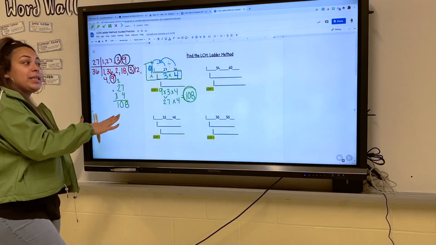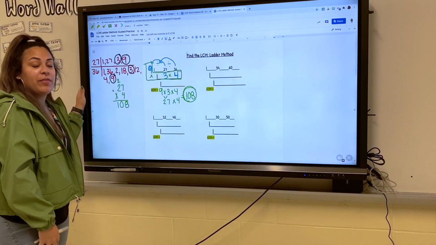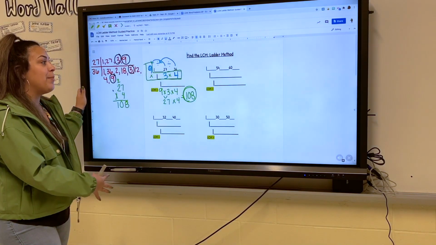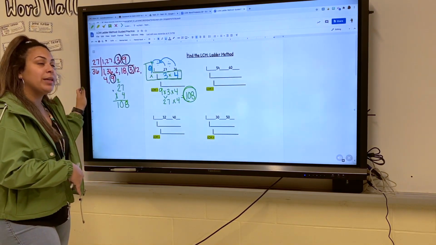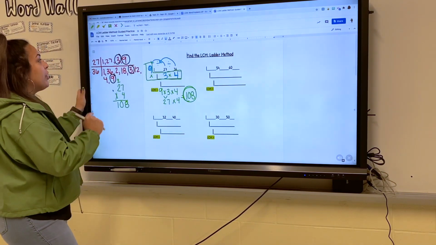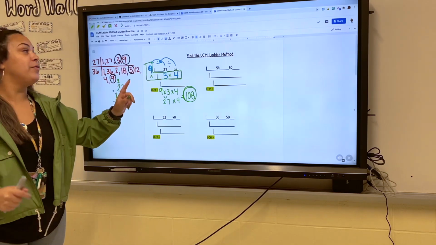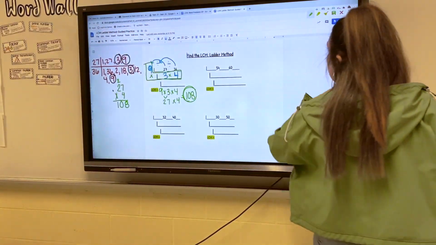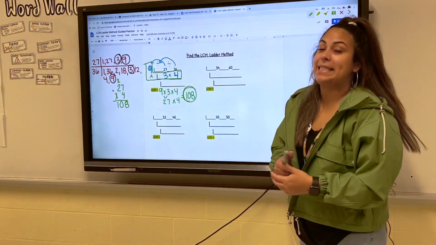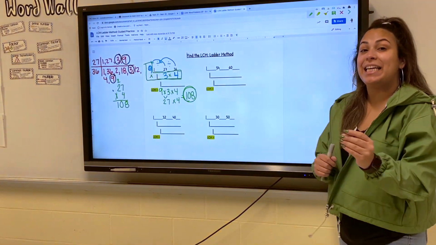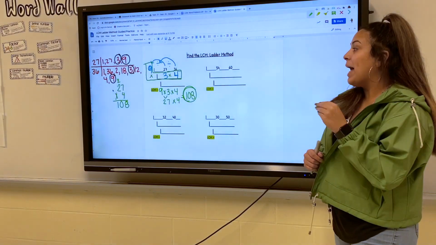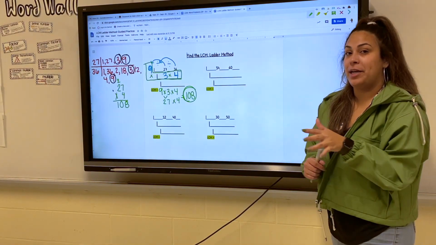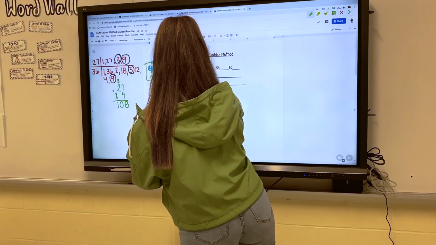So again, we are using the same ladder method that we did with finding the GCF, but this time our final step is different to find the LCM. We're going to do it again for 54 and 60. So 54 and 60, they are both even numbers. So I know I can automatically divide by 2. So I'm going to put 2 on the outside.